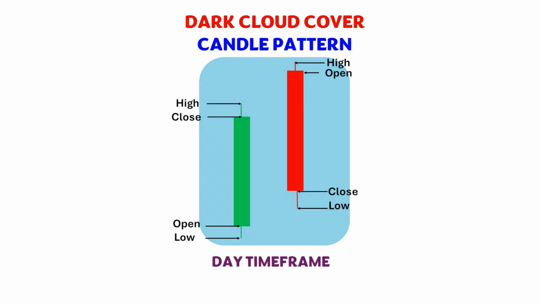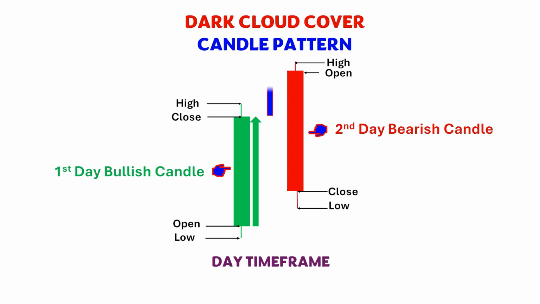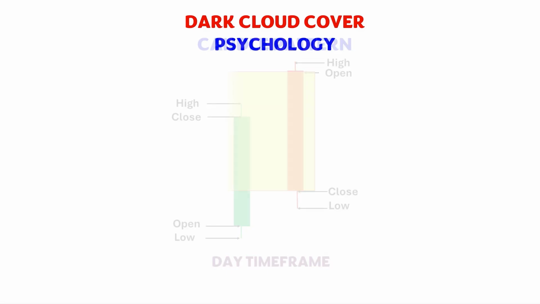Dark cloud cover, a smart trader's warning signal. The dark cloud cover is a two-candle pattern that appears after an uptrend. The first candle is bullish, showing strong upward momentum. The second candle opens above the previous day's high, creating optimism, but then it closes deep inside the previous bullish candle's body, signaling a shift from bullish to bearish sentiment. In simple terms, the second candle covers the previous day's light with darkness.